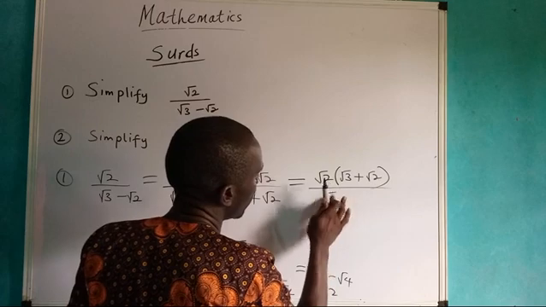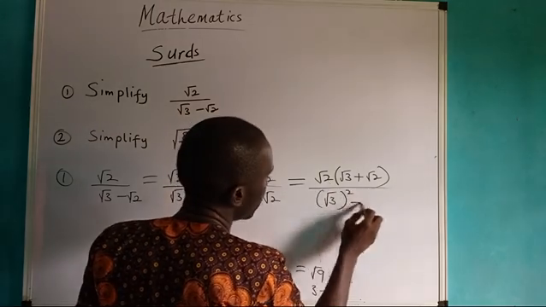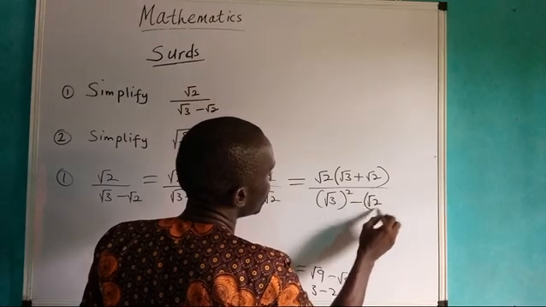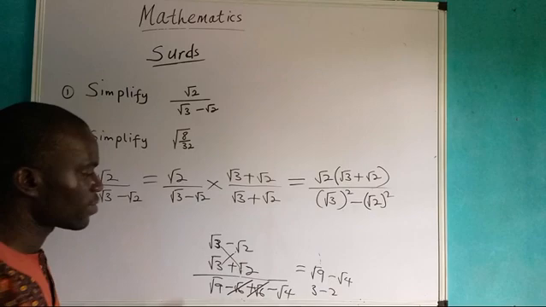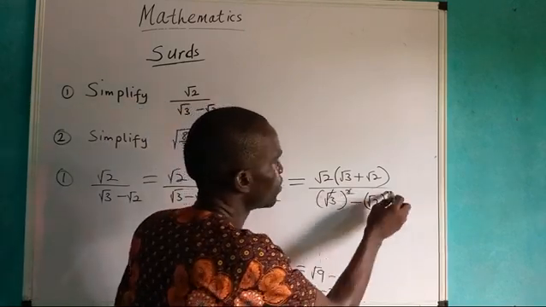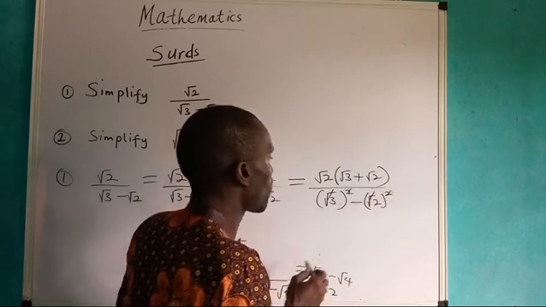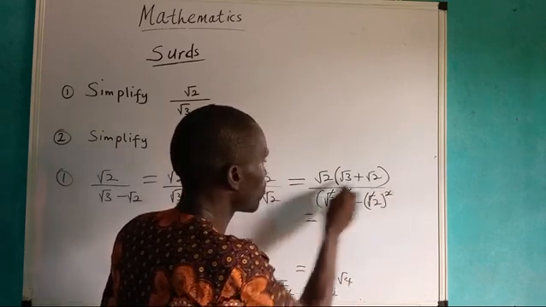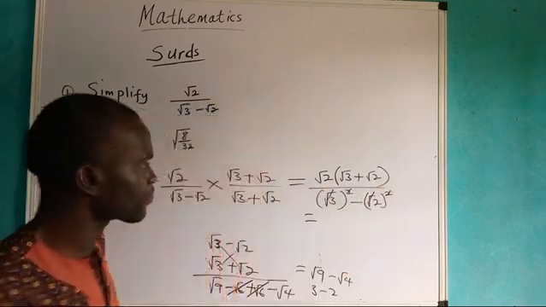It becomes root 3 squared minus root 2 squared. I can as well put it this way if I don't have to follow this very process, so that this square can kill the root, and this square here can also kill the root. Now I will have my final result as, I need to open this bracket, the one up.